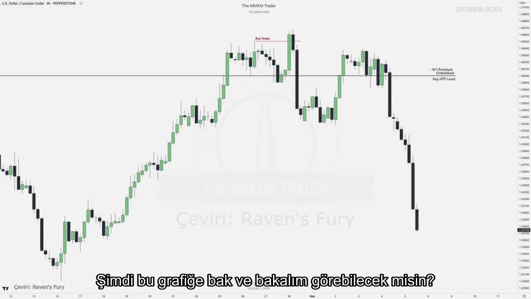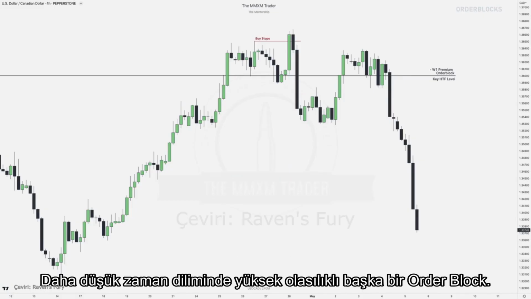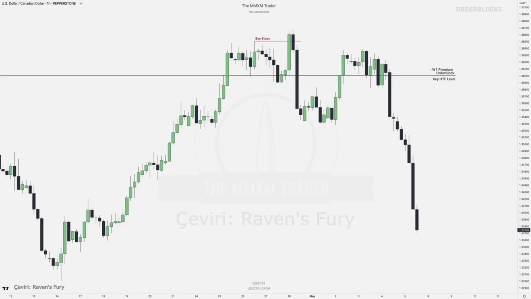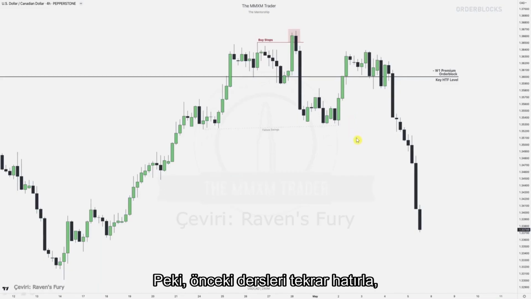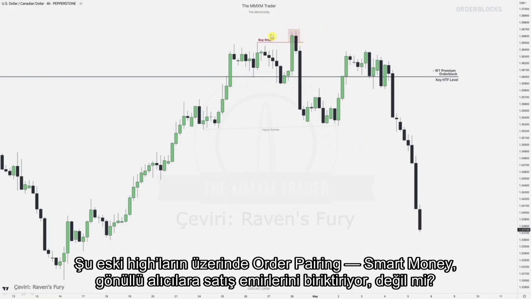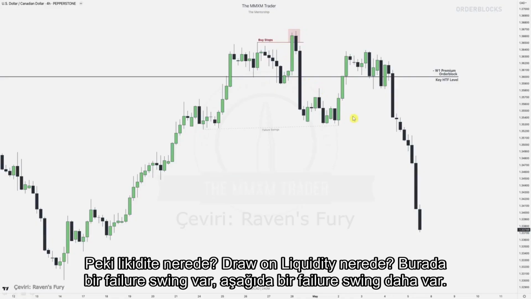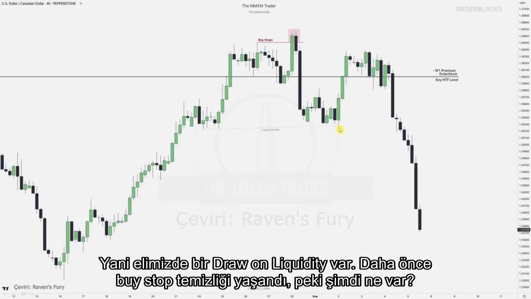Now take a look at this chart and see if you can spot another high probability order block, only on a lower time frame. Alright, think about the previous lessons again. Order pairing above these old highs. So smart money accumulates sell orders to willing buyers, right? Then where is the liquidity? Where's the draw on liquidity? We have a failure swing down here, failure swing down here. So we have a draw on liquidity. We have a previous buy stop raid.